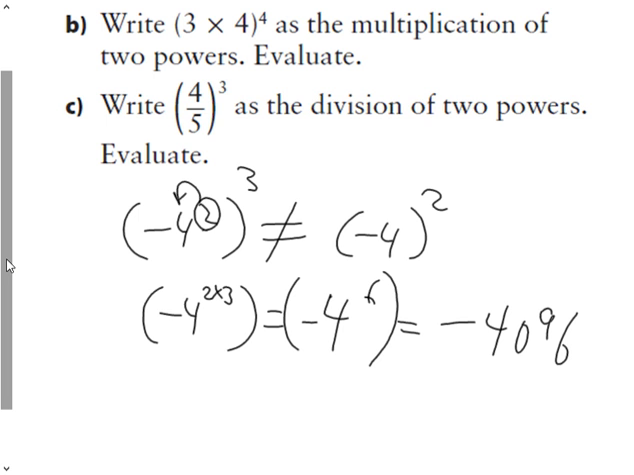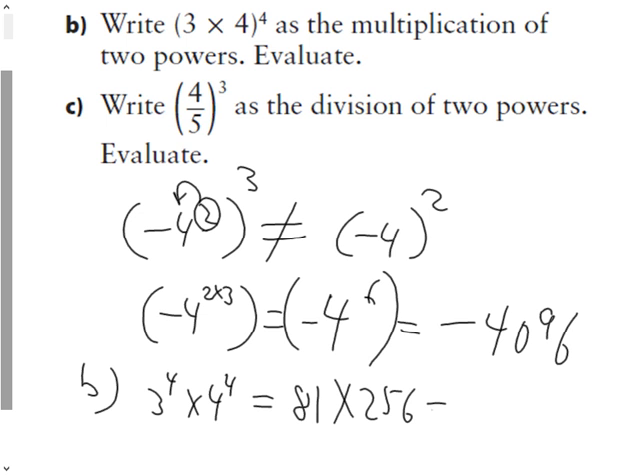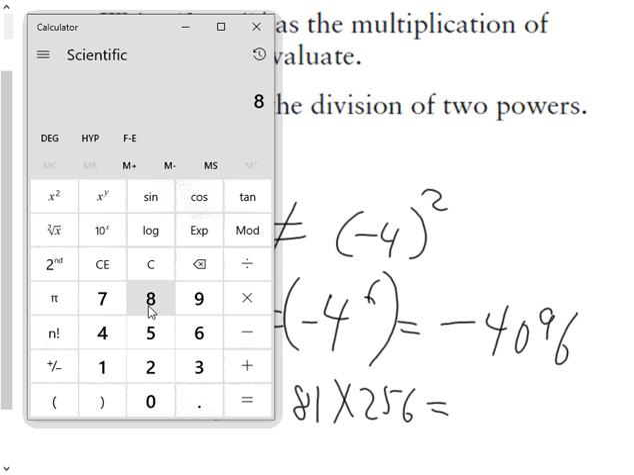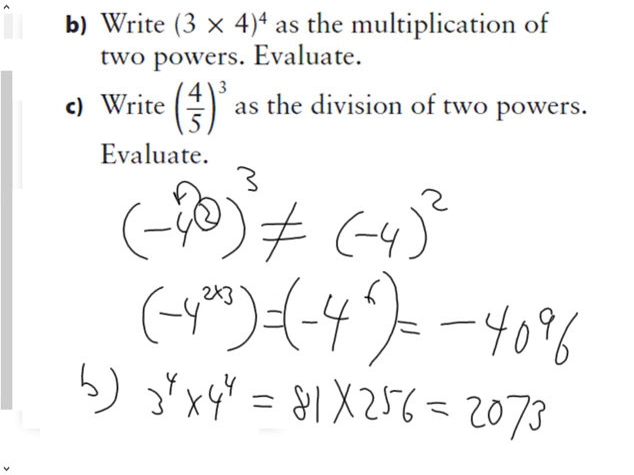Question B says write 3 times 4 to the 4th as a multiplication of 2 powers. So again, when you have a multiplication of numbers by an exponent, you can disperse the exponent to each part inside the brackets. So you would have those two, which would be 81 multiplied by 256, which will be 81 multiplied by 256 equals 20,736 in standard form.